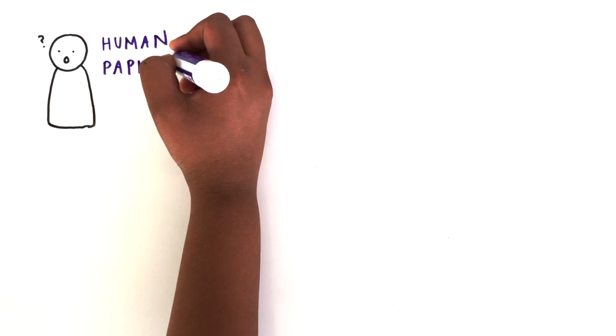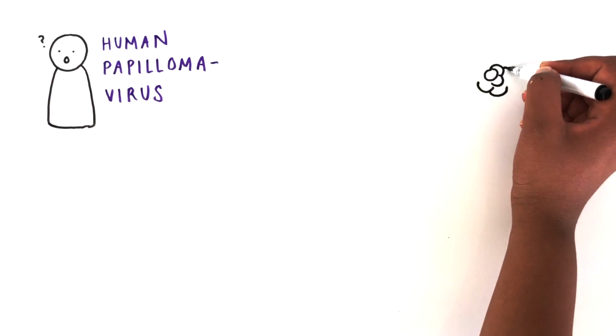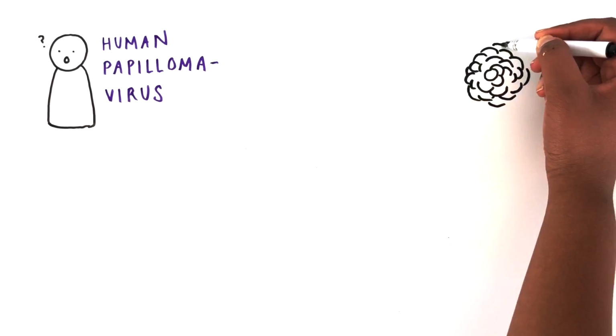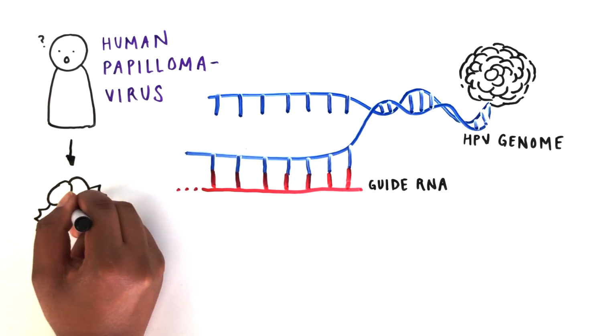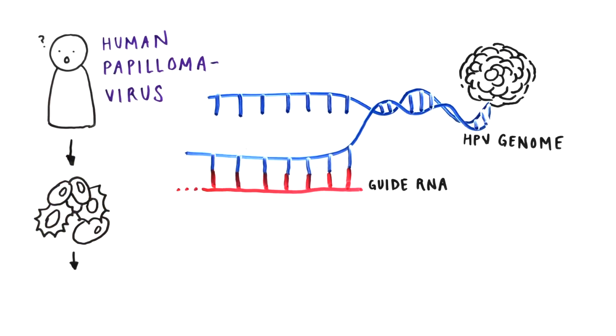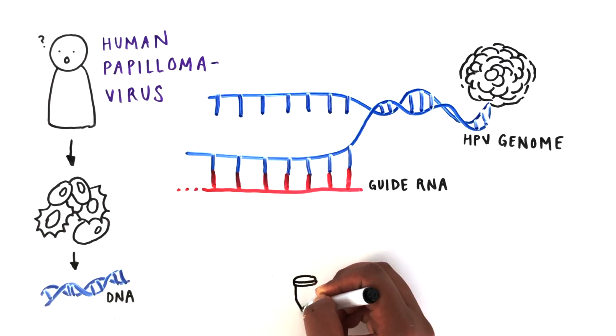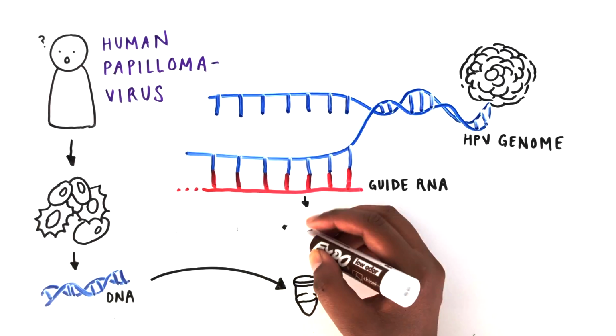Let's look at an example. Say a researcher wants to know whether a person has been infected with human papillomavirus. The researcher begins by designing a guide RNA that matches a specific sequence found in the HPV genome. Next, the researcher removes potentially infected cells from the person and extracts DNA from these cells. Finally, the researcher adds two things to the sample.